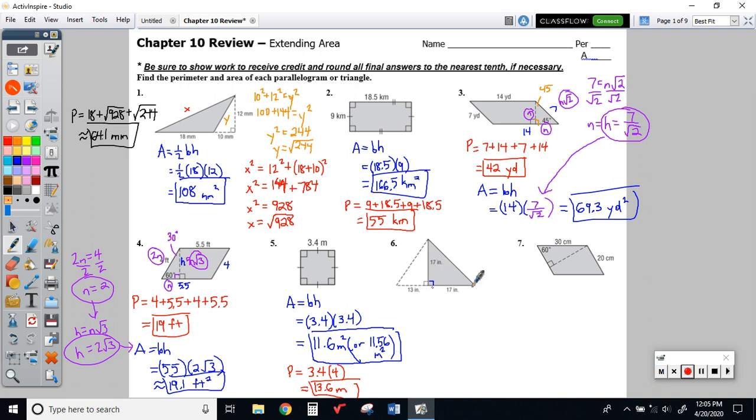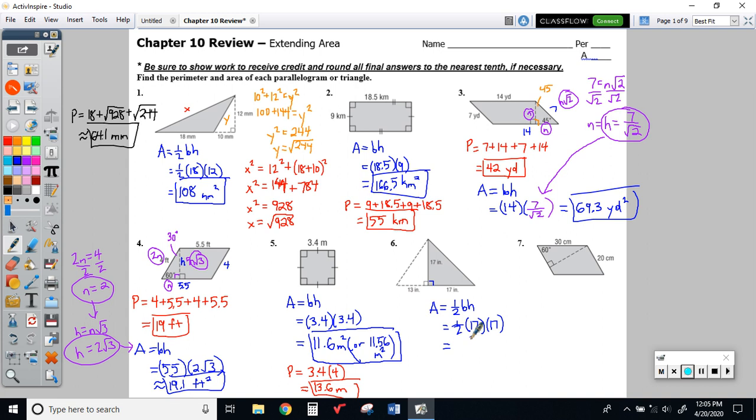And so that's 17, that's 17. I feel like this is superfluous information on this one. So we can just say area is 1/2 base times height. The fact that this is 13, I don't really care about that. Its base is 17. The height perpendicular to that base is also 17.